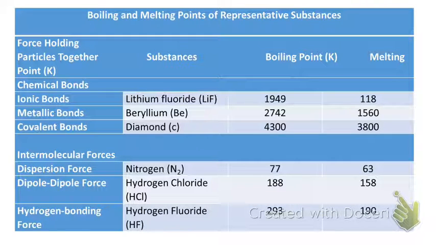So let's take a look at chemical bonds. All right, we have covalent, ionic, and metallic bonding occurring. So we have lithium fluoride that is represented by ionic bonding, and beryllium will be our representative of metallic bonding, and then diamonds we're going to use for our covalent bonding.